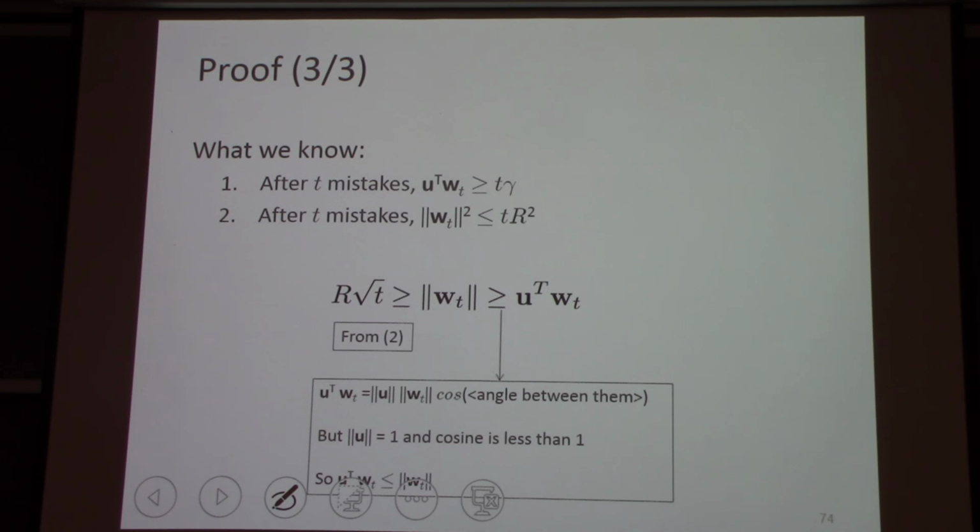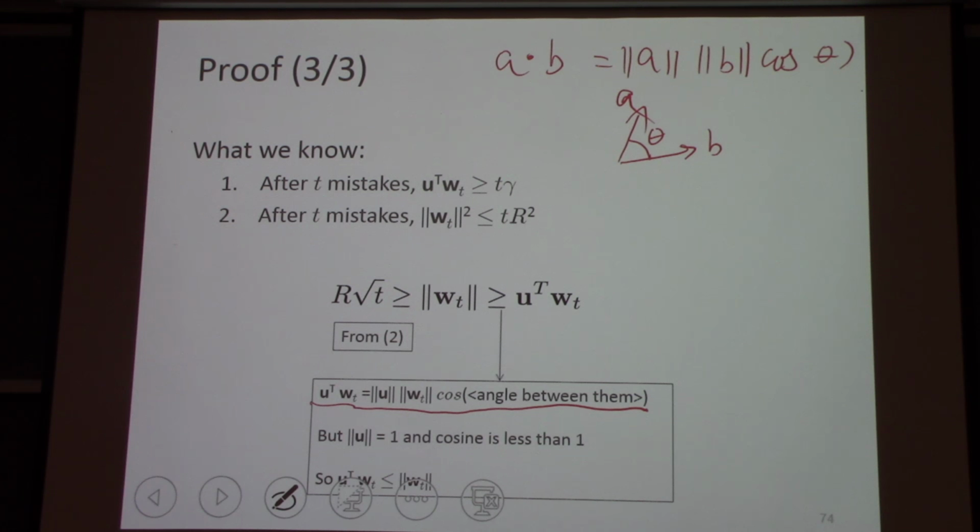Why? Because in general, if you have two vectors A and B, A dot B can be defined as the norm of A times the norm of B times the cosine of the angle between them. We know that in this case U transpose W is exactly that. But we know that the norm of U is 1, and that the cosine of the angle is less than 1 by definition, which tells us that U transpose W is less than or equal to the norm of W. Is that okay?